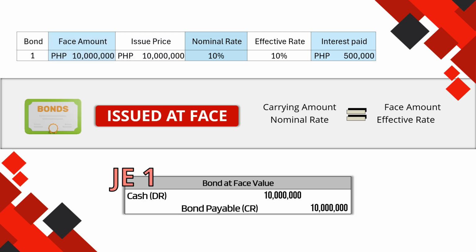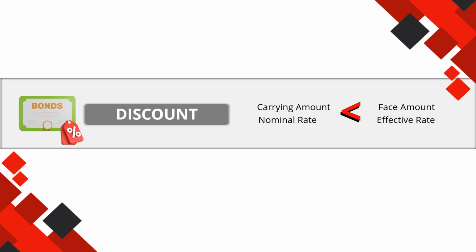How to journalize this is debit cash, credit bonds payable, 10 million. So we're happy if this is the base scenario. However, we will now introduce more complicated versions of bonds. There are bonds that are issued at a discount. What happens is the carrying or present value is lower than the face amount, and this is because your stated rate is lower than your effective rate. Our basis is always the stated rate. If it is lower than the effective rate, that would be a discount. If it is higher, that would be a premium.